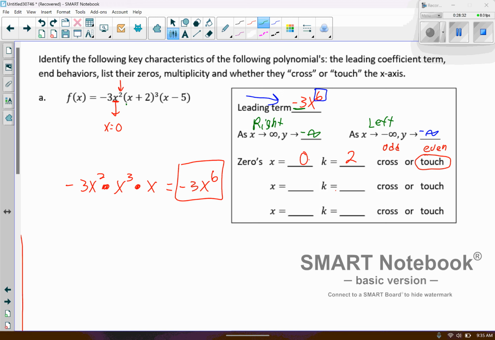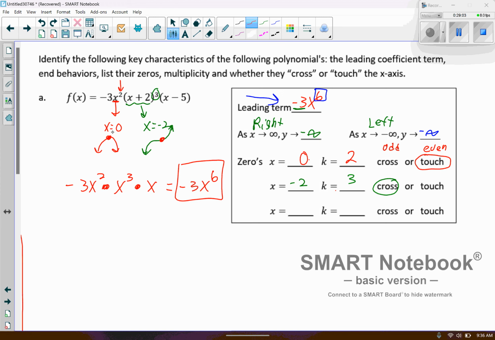Then my next one right here would be at x equals negative 2, and that multiplicity is 3, which is an odd number, so it's going to cross. When it does cross, it's going to have that cubic shape to it. Just kind of review that. When it crosses at negative 2, it's going to have that shape. At 0, it's going to have a parabola shape. It could open up or down, but it's going to have that bend to it, that bowl shape to it.